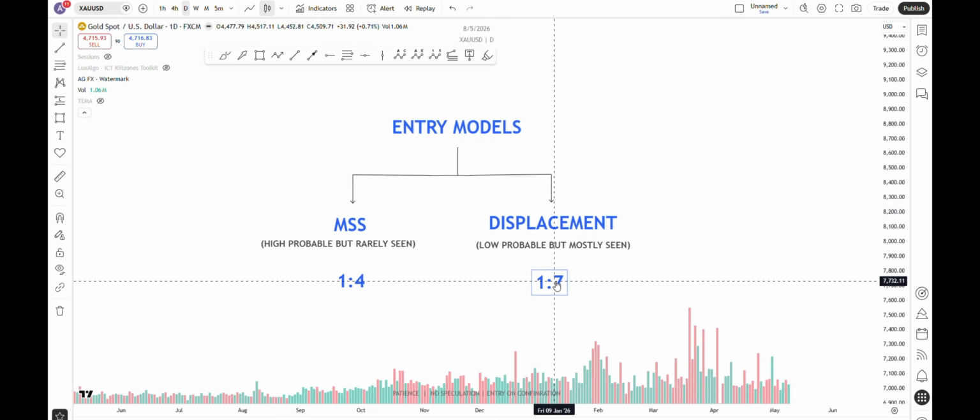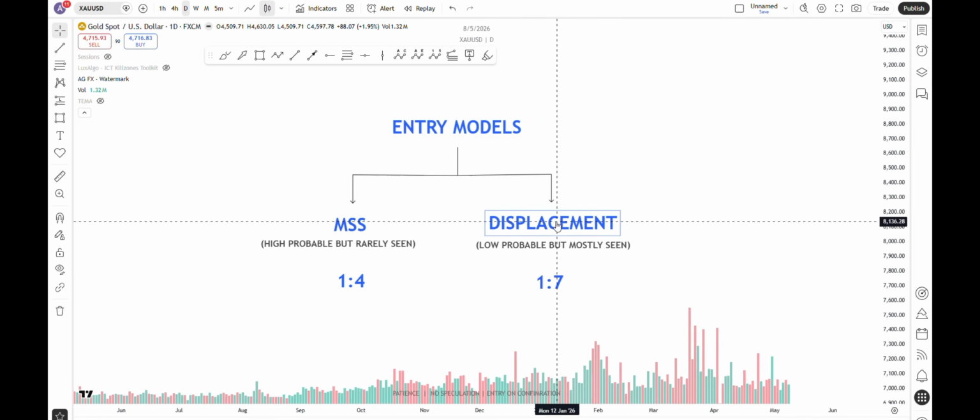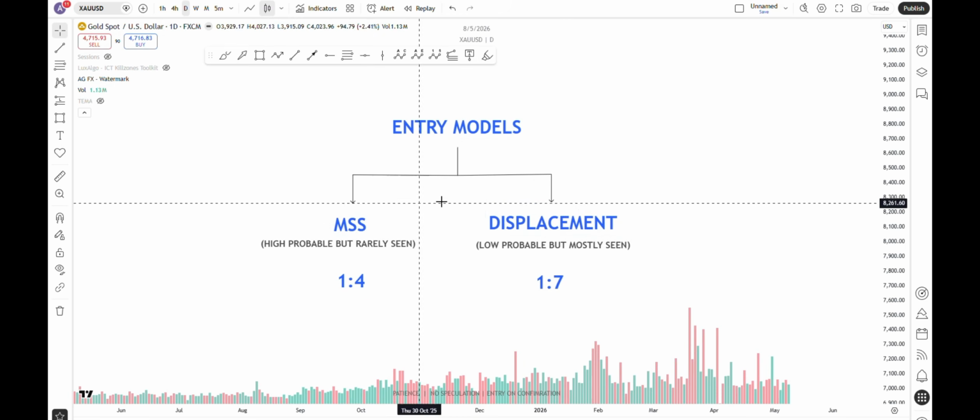And I will show you some examples, and obviously I'll be showing you in gold because that's where I have my experience. But make sure whatever pair you trade, you actually practice this. You see whether market structure shift is working and whether displacement is working as well, and what is the win rate of both of them.